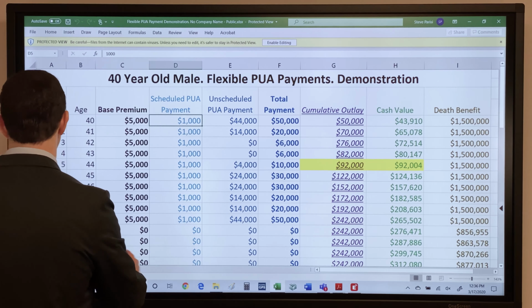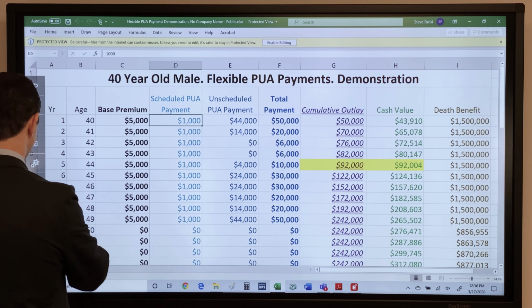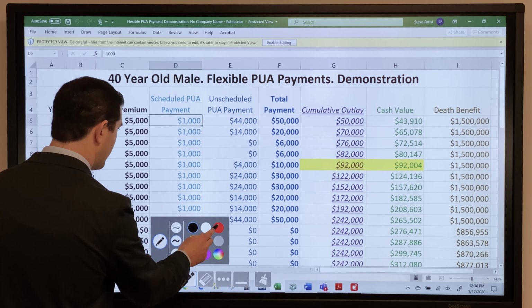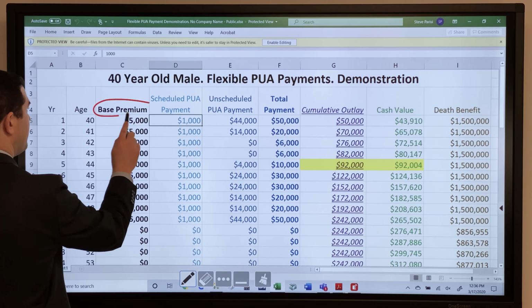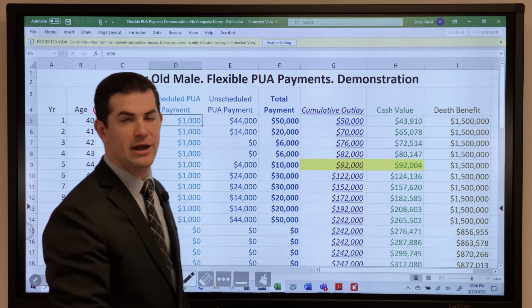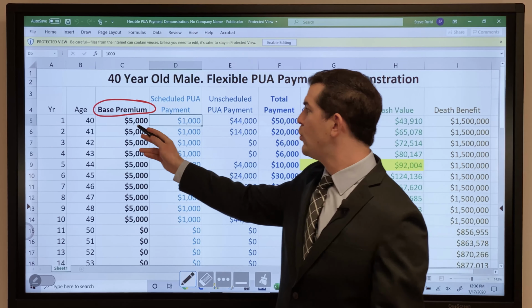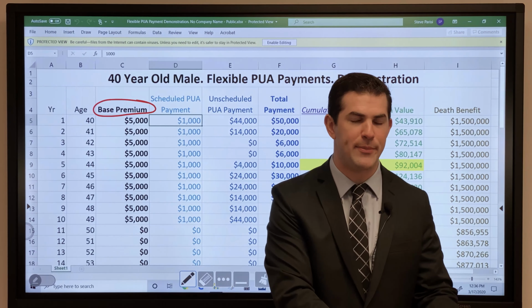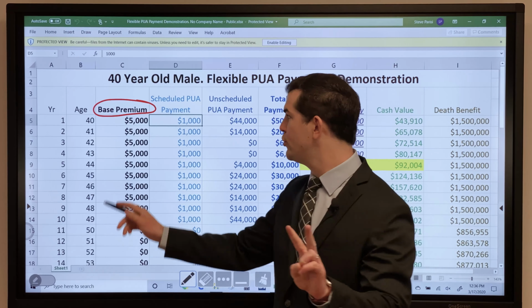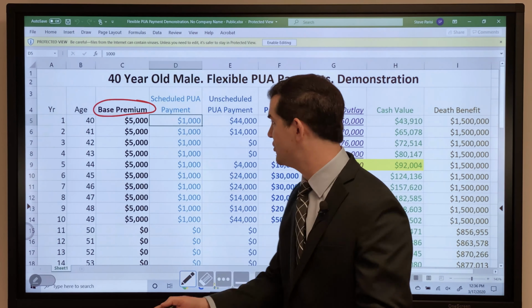So here we go. We've got a 40-year-old male. And what we've got going on here, base premium set at $5,000 per year. That is our minimum premium piece. Year one with this product, that does not show up in cash value. Beginning year two, the majority does show up in cash value.